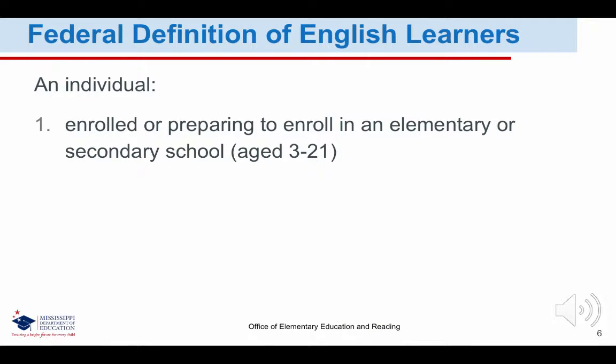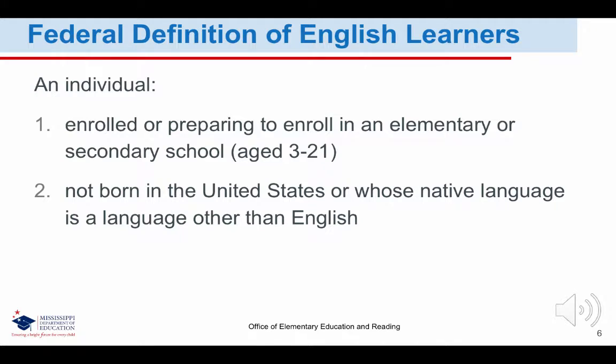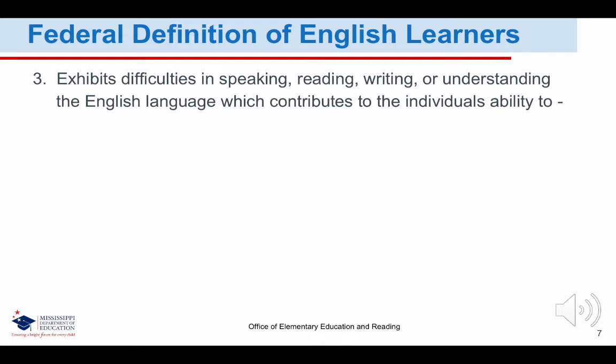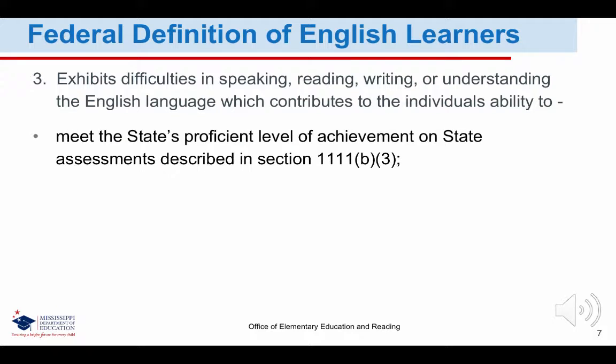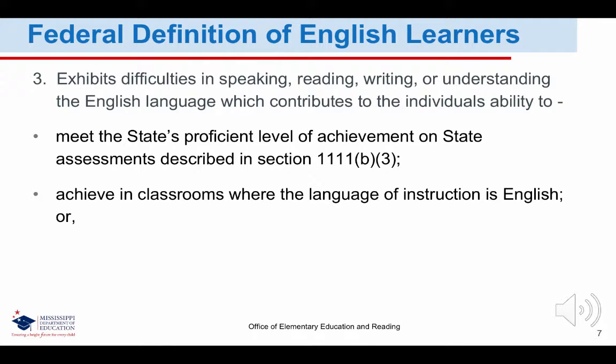The federal definition of English learners is an individual who is enrolled or preparing to enroll in an elementary or secondary school, aged 3 to 21, not born in the United States, or whose native language is a language other than English, who exhibits difficulties in speaking, reading, writing, or understanding the English language, which contributes to the individual's inability to meet the state's proficient level of achievement on state assessments described in Section 1111(b)(3), achieve in classrooms where the language of instruction is English, or participate fully in society.